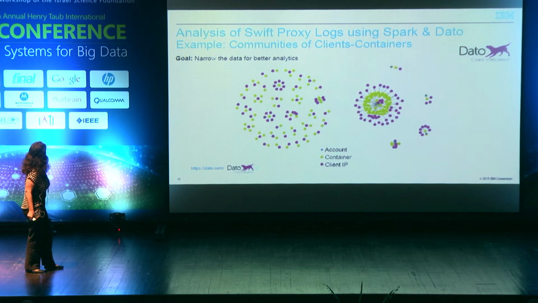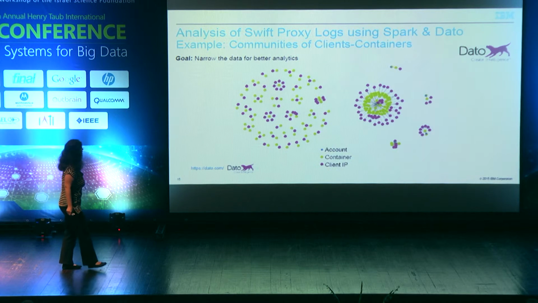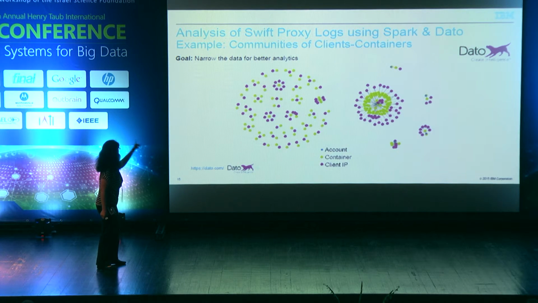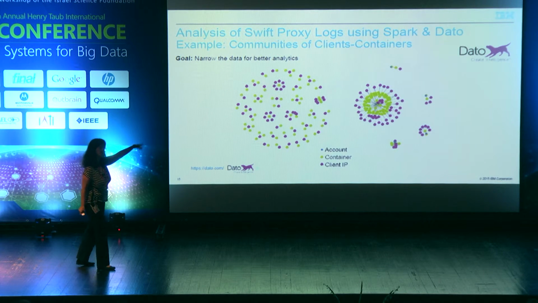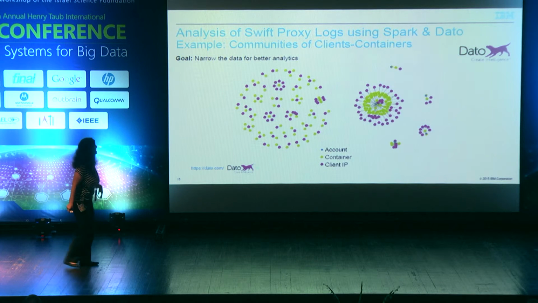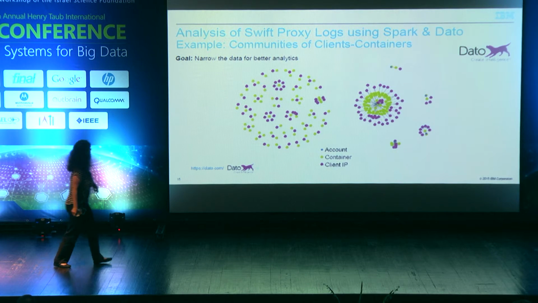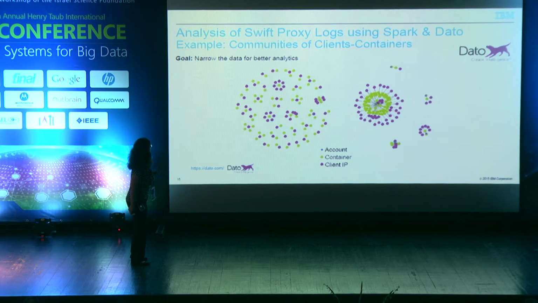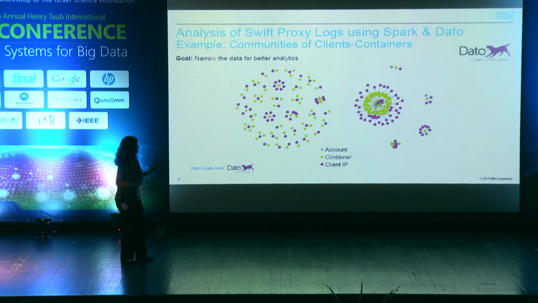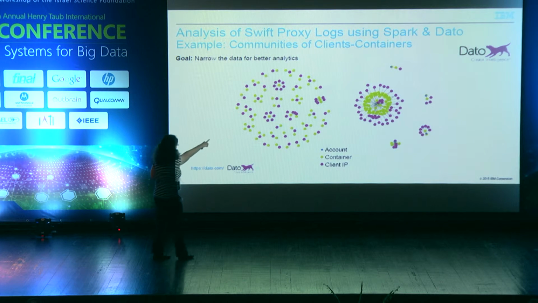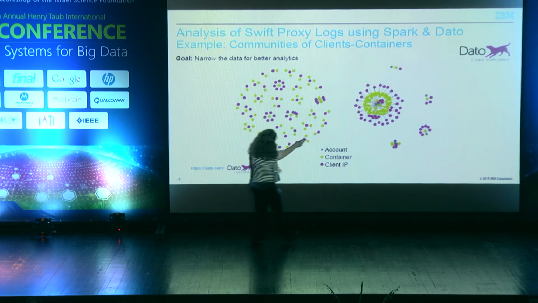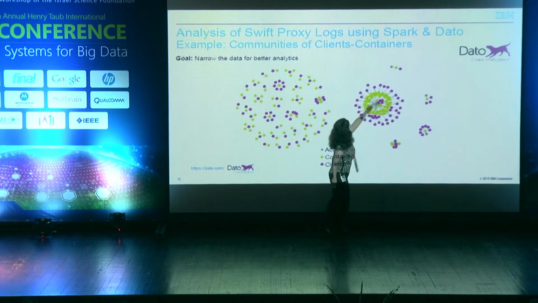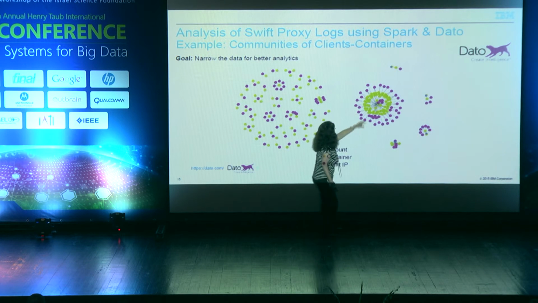Another problem is community detection. These nice pictures were done using Spark and Dato, GraphLab. This is also open source. There is some startup behind it. So it's very nice. In the picture on the right, you see the data that you get. Basically, in the middle here, you can see the account, and then there are the containers, and then the objects, and then the client IPs, sorry.